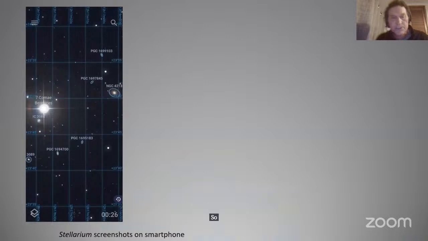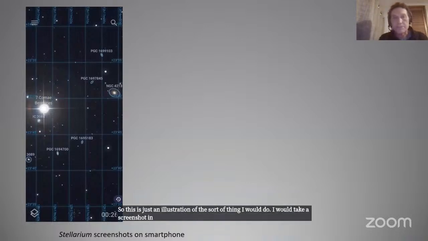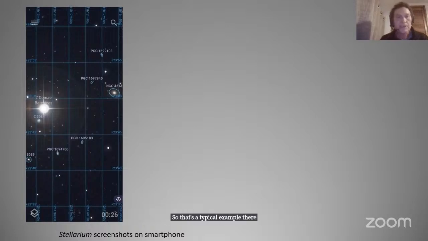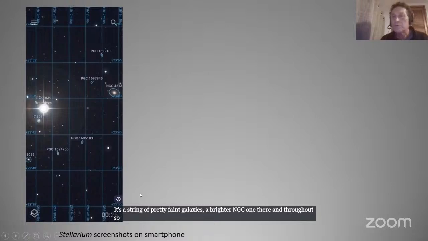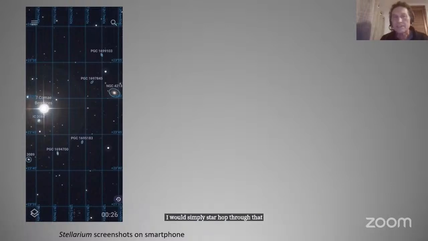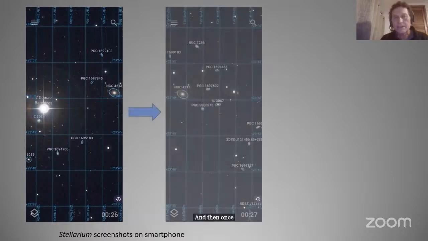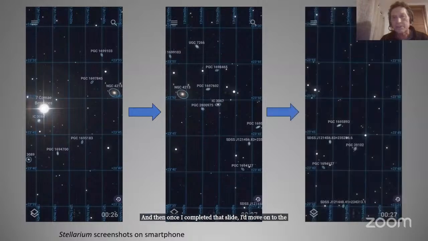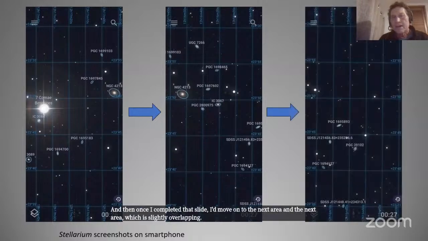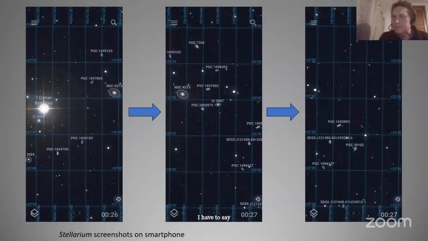This is an illustration of the sort of thing I would do. I would take a screenshot in advance of the areas I was going to look at on the smartphone. That's a typical example there, and you can see the string of pretty faint galaxies, and a brighter NGC one, throughout. I would simply star hop through that section of sky, just recording whether I could see the galaxies or not. Once I completed that slide, I'd move on to the next area, slightly overlapping. I have to say, it's quite grueling work.